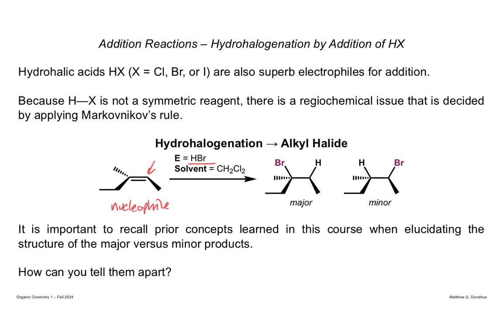So to highlight, H goes there or there, and then the bromine goes there or there. So again, the major one is forming the more substituted bromide. So tertiary versus secondary.